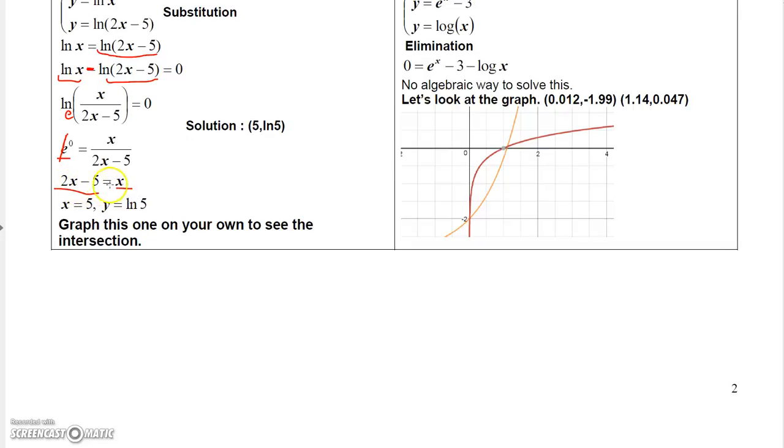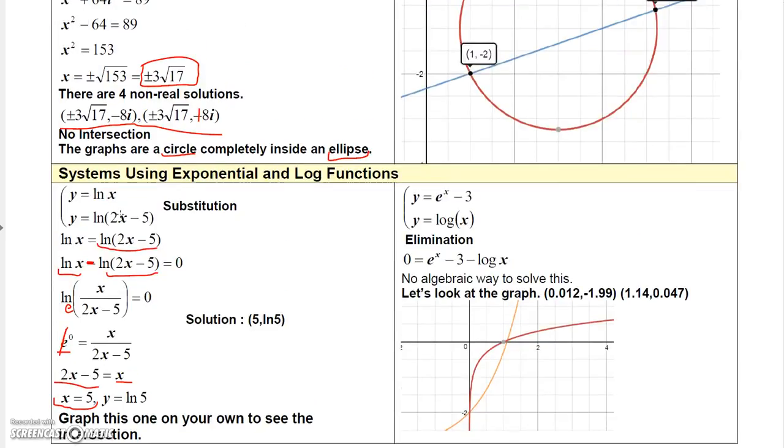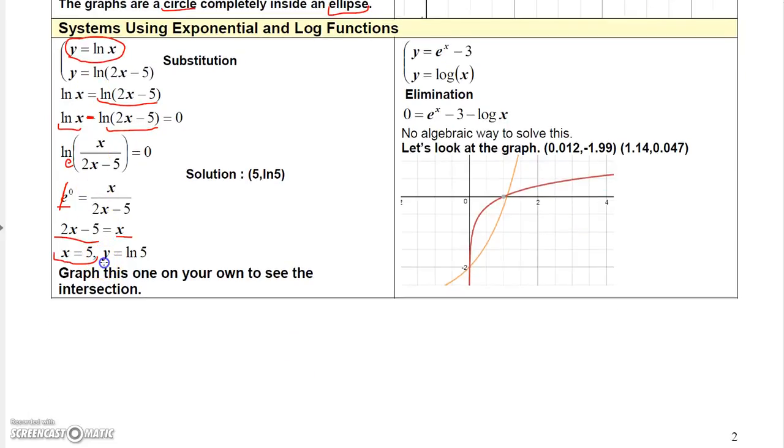2x minus 5 equals x, just subtract x and get x on the left, and then add 5 to both sides to get 5 on the right, and you get x equals 5. And then all you have to do to get the y value, this is easy, just go back into either this one or the second one. This one's the easiest one, and plug x equals 5 in, and you get y equals natural log of 5. So the solution is the point x equals 5 and y equals the natural log of 5. And so that's where the two intersect.